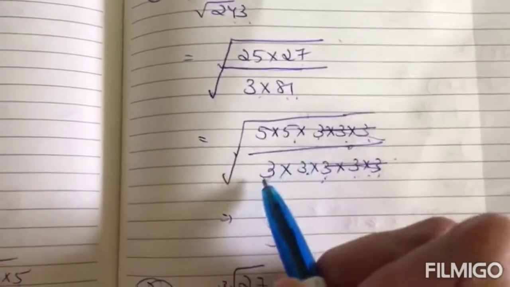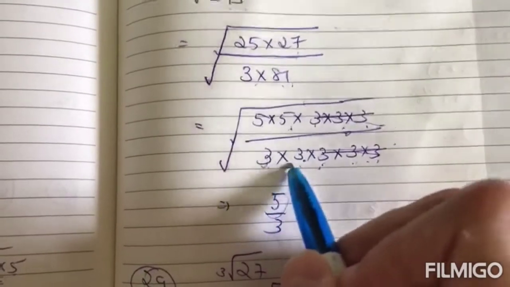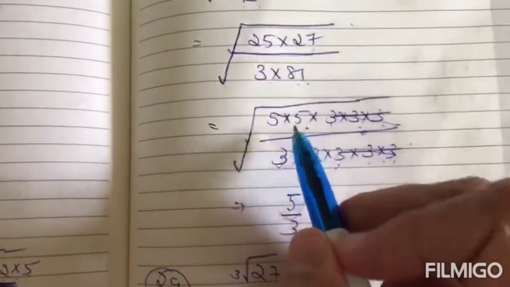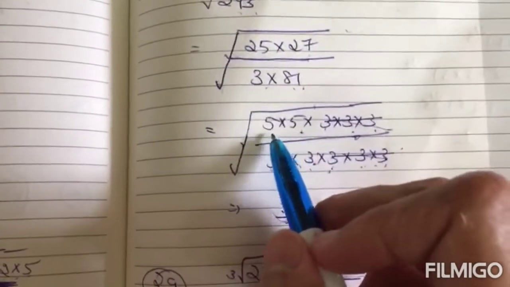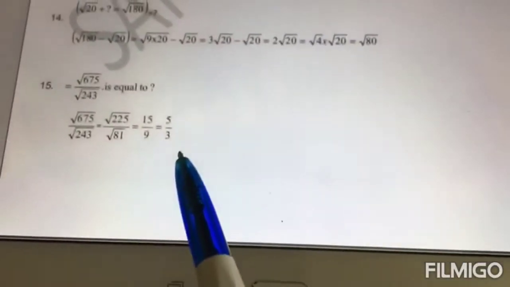5 into 5 divided by 3 into 3. Square root of 5 into 5 divided by 3 into 3 is nothing but 5 divided by 3, right? Square root of 5 into 5 is 25. What is square root of 25 divided by square root of 9, which is nothing but 5 by 3. And that is the answer. Okay.